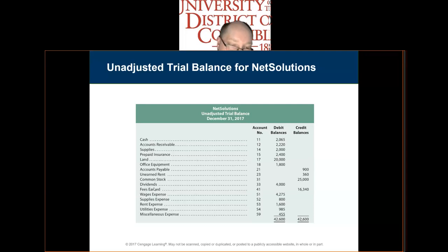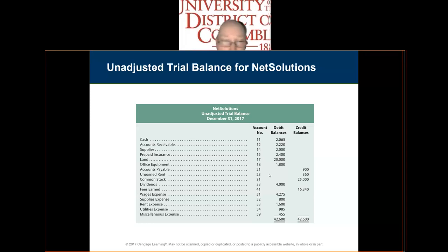Well, technically, fees earned is also on your income statement, right? It's your revenue, which eventually gets adjusted at the end of the accounting period to your balance sheet. We'll talk about that here in a little bit. Fees earned is your revenue, and then you have your expenses: wages, supplies, rent, utilities, and miscellaneous. We list it all out based off of the normal balance that they carry.